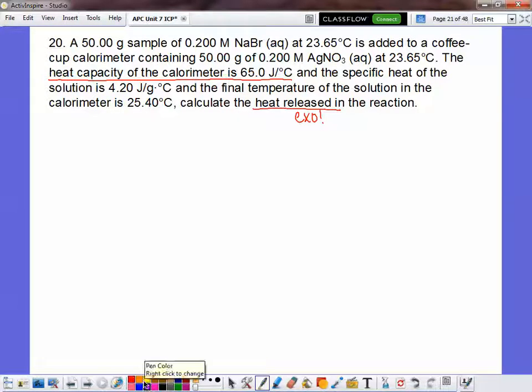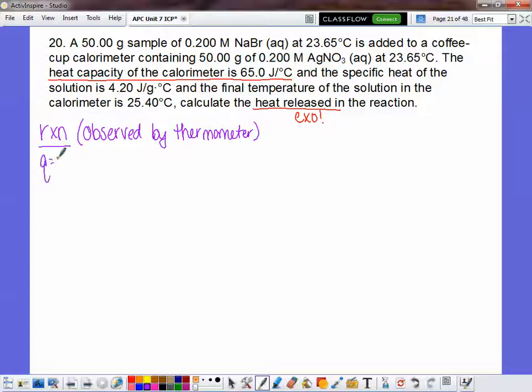So let's go through and just do the reaction. This is observed by the thermometer. So that's just going to be Q equals MCAT. We'll deal with the correction factor in just a moment. Let's just go through like what we've already been doing. What is our mass? 100 grams, because it's the two samples added together. It's the mass of both of those samples. So 100 grams.